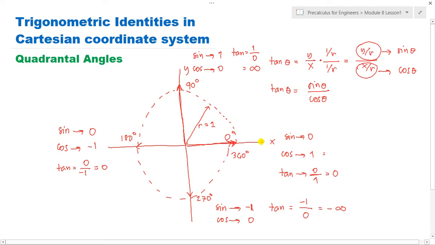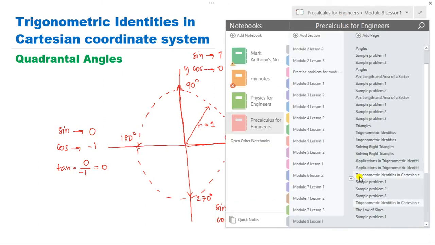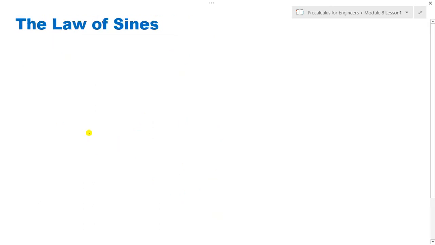So don't forget again to remember the signs, okay? If it's to the left on the x-axis, that is negative. If it's downward on the y-axis, that is negative also, okay? So since we're done, let's proceed to the law of sines. What is this law of sines class? The law of sines is applied when we solve so-called oblique triangles.